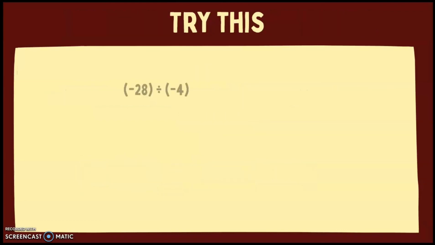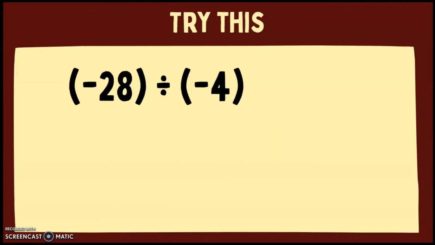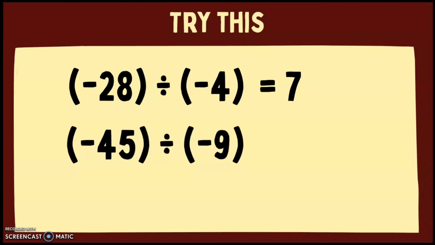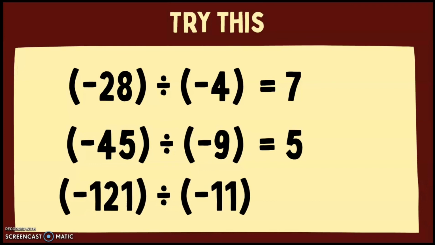Let's try more examples. Negative 28 divided by negative 4. So 28 divided by 4 is 7. And since they are both negative numbers, so the answer is a positive number. Negative 45 divided by negative 9. So 45 divided by 9 is 5. And it is positive because you are dividing two negative integers. Lastly, negative 121 divided by negative 11. So the answer is positive 11 since you are dividing two negative integers. So that's all for multiplying and dividing integers.